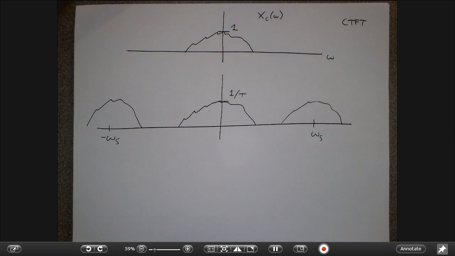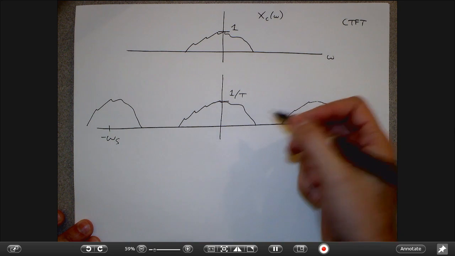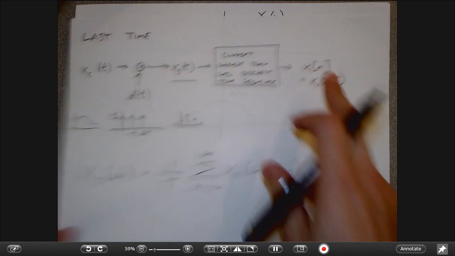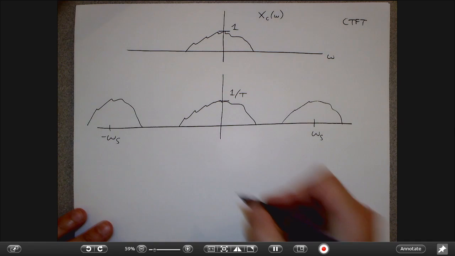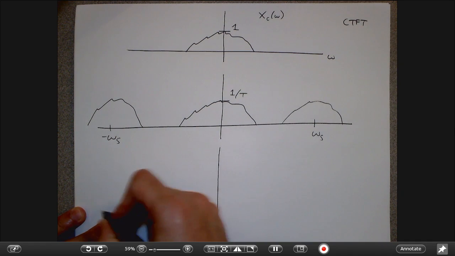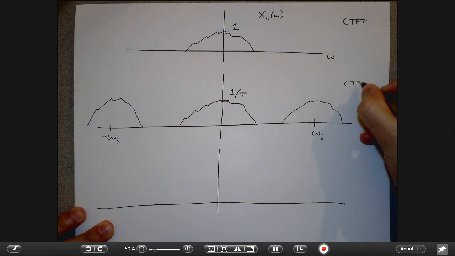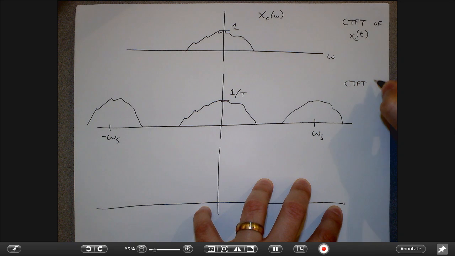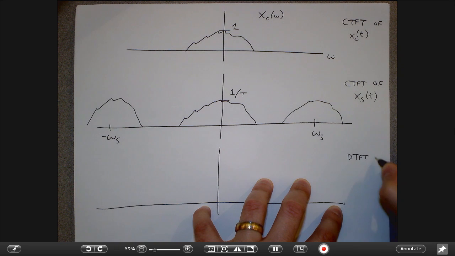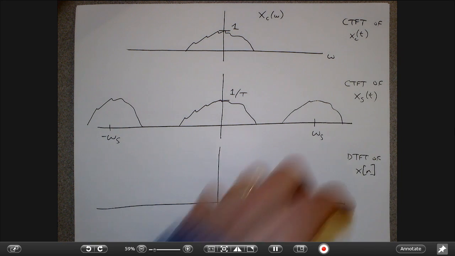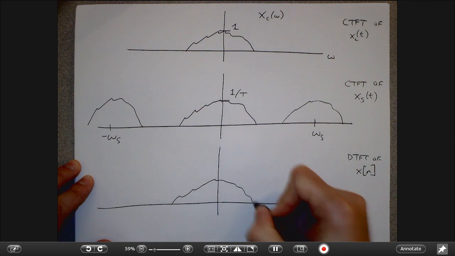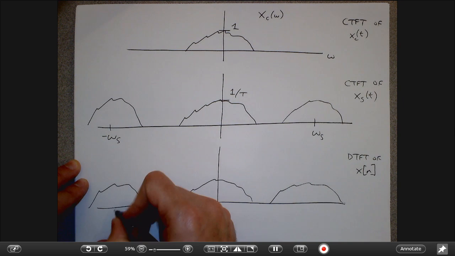Okay, and so if we are interested in the DTFT, what we really care about is how the DTFT of this discrete time signal is related to these signals here. Again, this is the continuous time Fourier transform of the original signal, the CTFT of this guy. And then the DTFT of x of n. I know that the DTFT has to be 2 pi periodic. And so fundamentally, all that I'm doing is taking this guy and squishing it down.